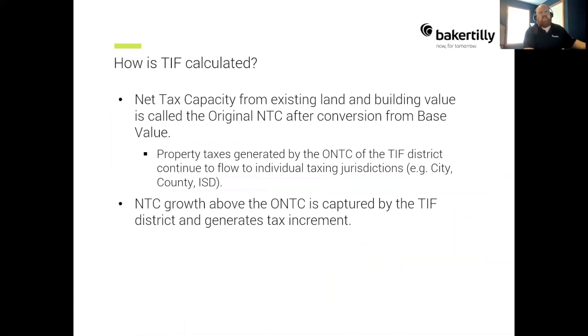So how is TIF calculated? This is kind of the technical version. It's net tax capacity from existing land value and building value. It's called the original net tax capacity after conversion from the base value. It's easier just to show it.